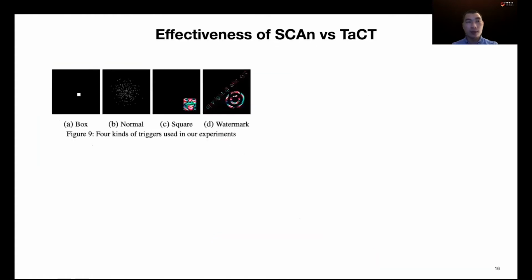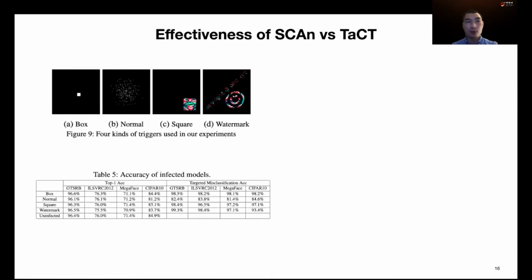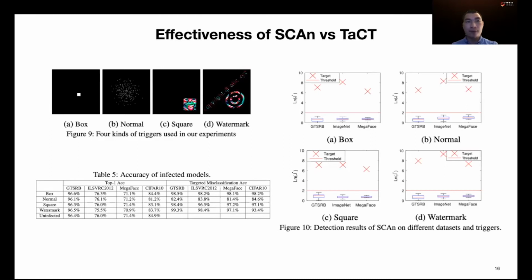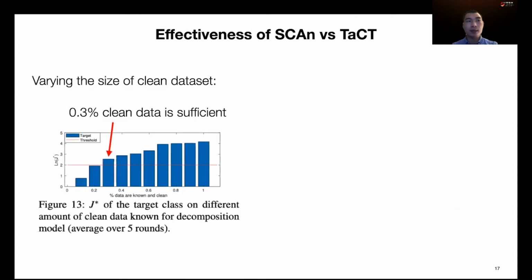To evaluate the performance of our SCAN against TaCT, we use 4 kinds of triggers to train infected models on 3 popular datasets. These infected models achieve high accuracy in line with the state-of-the-art results when the trigger has not shown up. When the trigger appears, our SCAN can faithfully detect those infected models with high confidence. As our SCAN needs a clean set to calculate the global covariance, we ran experiments to see how many clean inputs are needed. The results demonstrate that even when the clean set is as small as 0.3% of all the inputs, our SCAN can still correctly detect those infected neural networks.